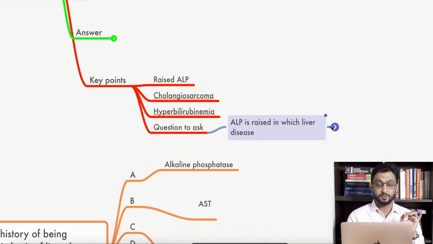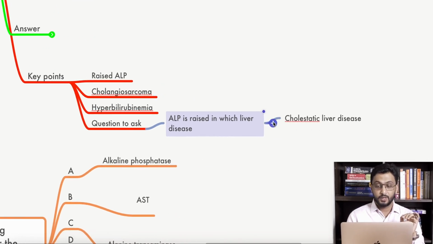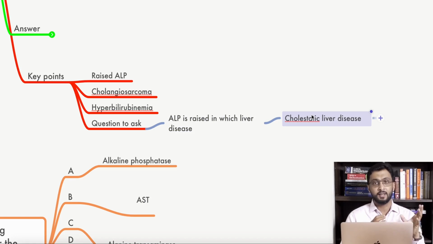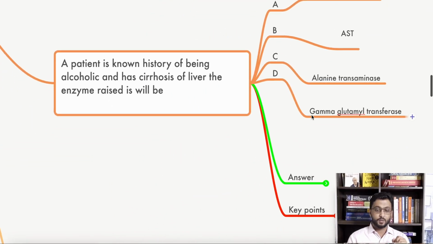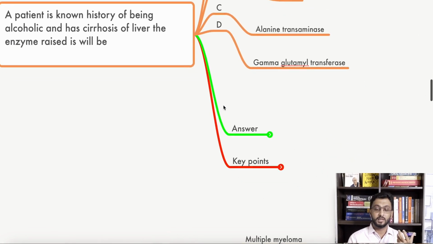If they ask you directly, it is increased. I'll come to the details of everything, but here the answer is that ALP is raised majorly. ALP can be raised in many liver diseases, but the major disease is cholestatic liver disease. Now, what is cholestatic liver disease? I'll come to that. Now, the question here is, what is the enzyme raised? History of alcoholic, what is the enzyme raised?